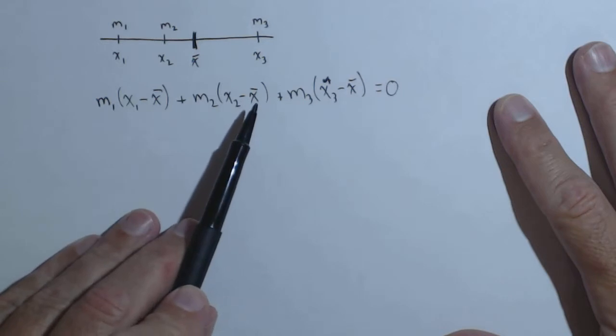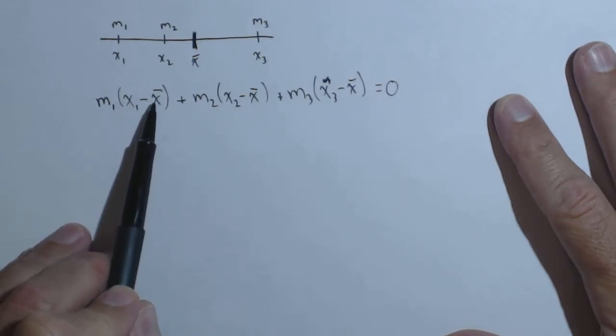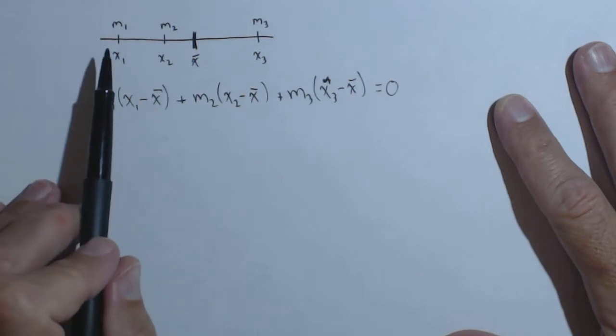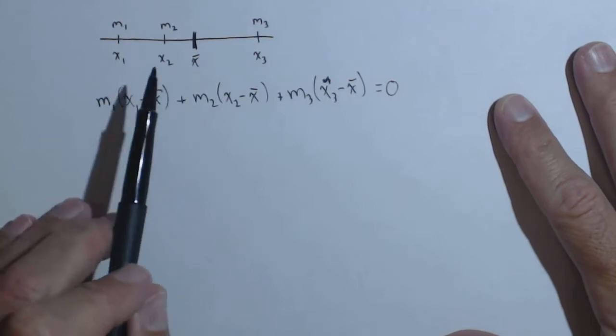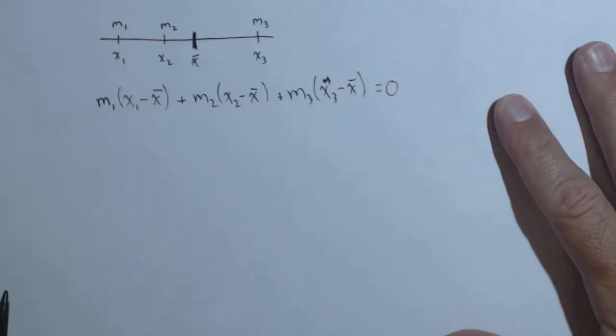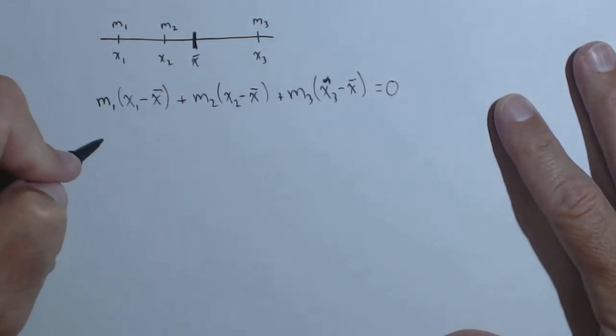Now, what's nice about this is the x location minus x bar is going to be negative if it's on the left side of x bar. It'll be positive on the right side of x bar. So some of these terms will be negative, some will be positive, so it can add up to 0. We want to solve this for x bar. X bar is that center of mass.